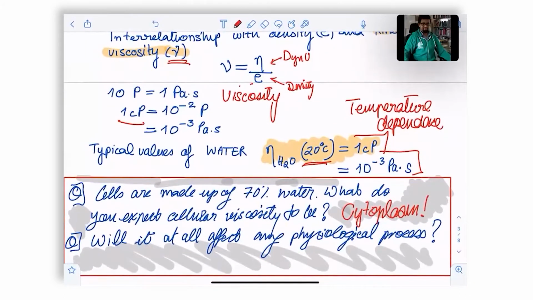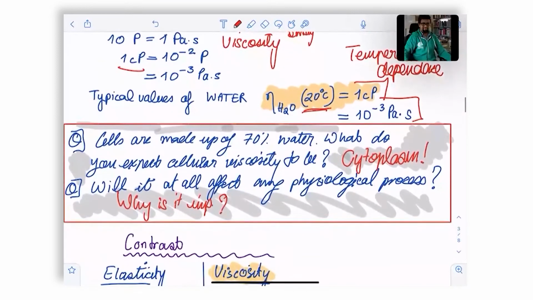Now, the next question, once you have a measurement, because otherwise it's just a number, remember, is will it at all affect any physiological process? Does it help us? Why is it important at all to know the viscosity of cytoplasm? And we will discuss some of these in the subsequent parts when we come to the part about macromolecular crowding. So, two questions, keep them in mind. Cells are made of 70% water. What do you expect cellular viscosity to be? Please try to find out. And what will it affect in physiological processes?